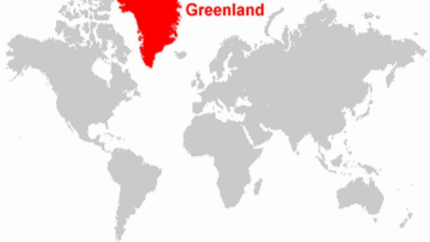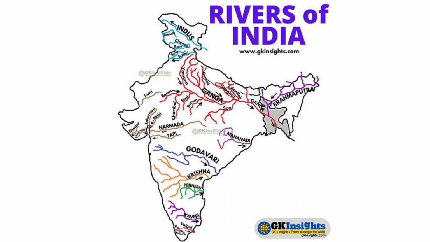Greenland is the world's largest island. Greenland is an autonomous territory in the Kingdom of Denmark. It is by far the largest geographically of three constituent parts of the kingdom. The other two are metropolitan Denmark and the Faroe Islands.